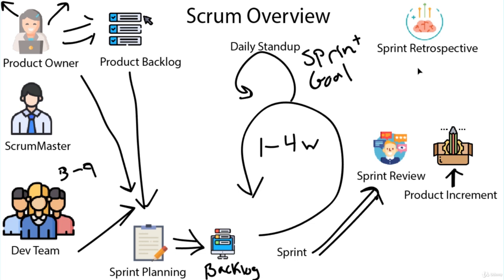How do we make the next sprint better than this sprint? What are some big things that we can change? What are some small things that we can change so that every sprint is better than the previous and we're constantly learning? That overall is the Scrum overview.